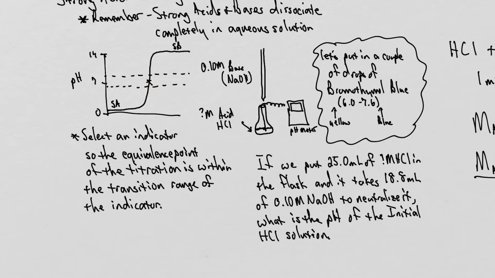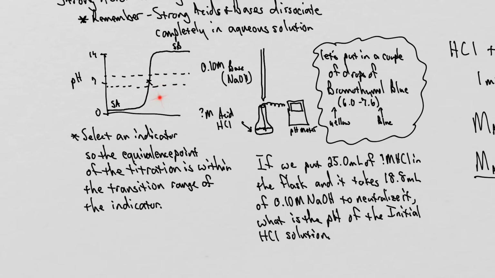Now, when we select an indicator, it is usually a weak acid or a weak base, and it changes color depending on whether it has a hydrogen ion on it or not. And so one of these weak acids and their salt will work out that way. So all we have to do is pick an indicator so that the equivalence point, that's right here, of the titration is within the transition range of the indicator.